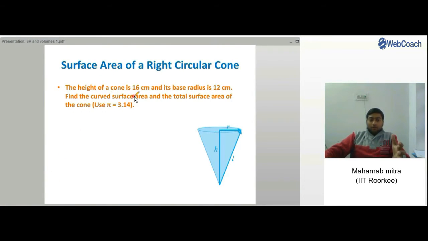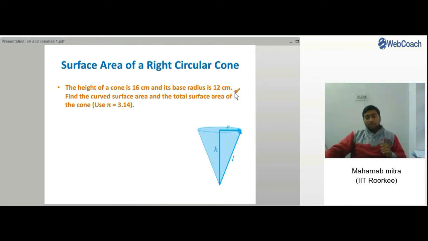So let's solve one simple question. The height of a cone is 16 centimeters and its base radius is 12 centimeters. And by the height of a cone, we always mean this h. If you want to specify l by saying height, you have to mention lateral height or slant height. If slant or lateral is not mentioned, the height always means the perpendicular height. So keep this point also in mind.